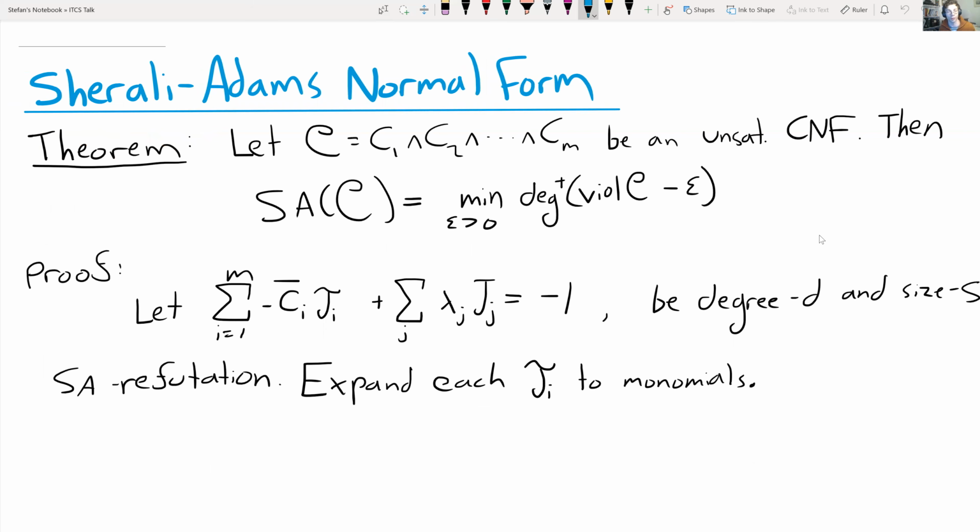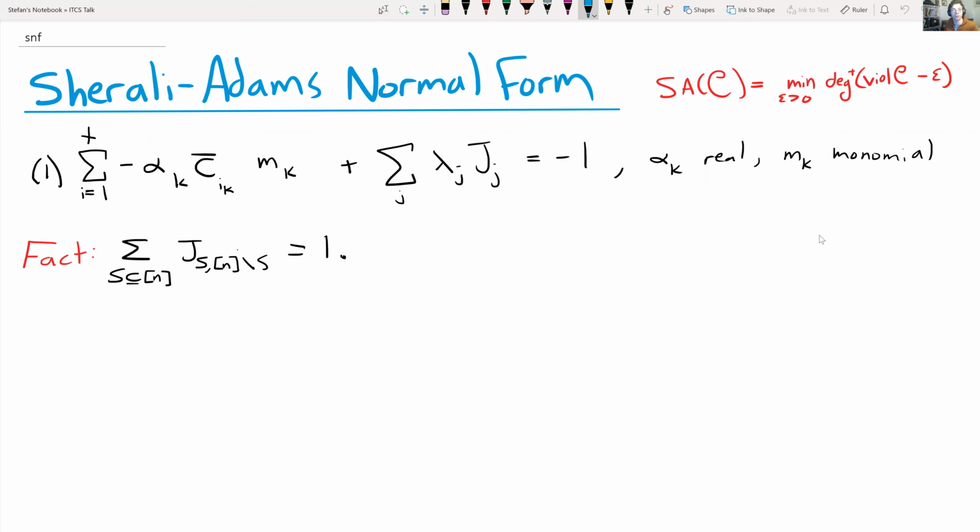So let's start with a normal Sherali-Adams refutation, degree D and size S, and we're going to expand the conical juntas into monomials. When you expand, it'll look exactly like this, where the alpha k's are real coefficients, and we have our negated clauses, sometimes appearing more than once, and we have monomials m_k. And it will have, in addition, a conical junta added to the side, equaling -1.